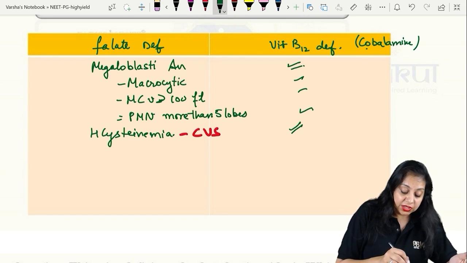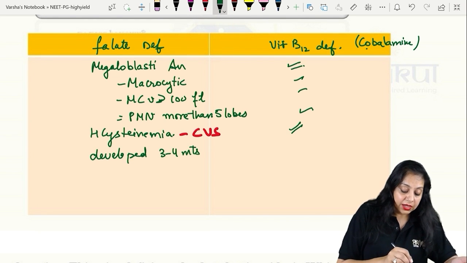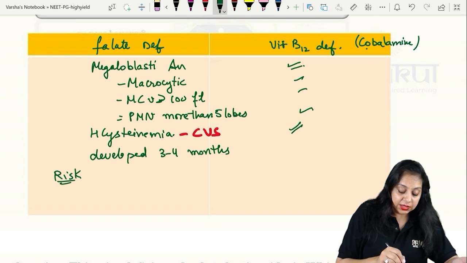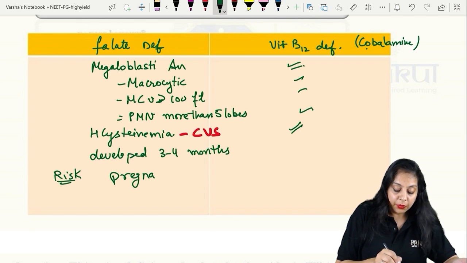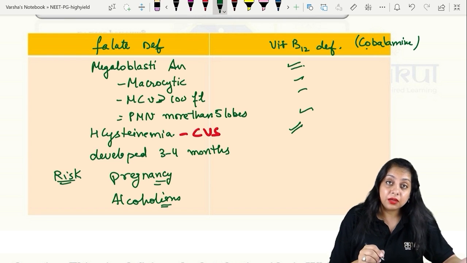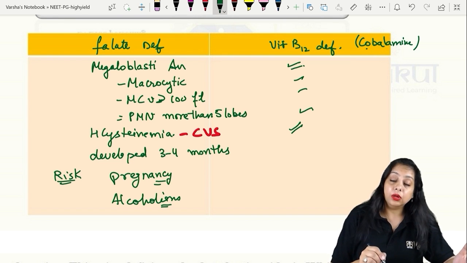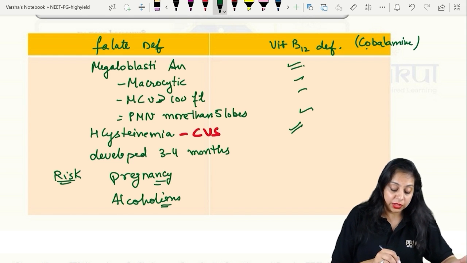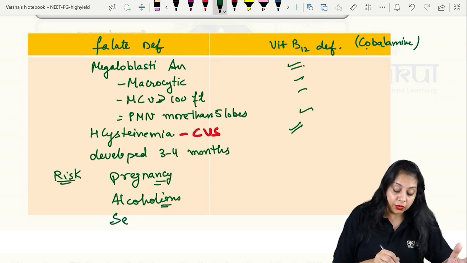And folate deficiency develops within 3 to 4 months, right? And the major risk factor is pregnancy. Another is alcoholism also, but not so much. Vitamin B1 deficiency is also because of alcoholism. Okay, so you have to pay attention to the other features given to us in the question paper, right? Then there is severe malnutrition.